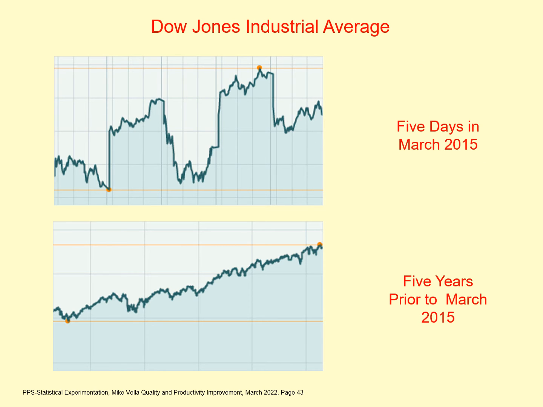So I graphed 5 days in March 2015 and then 5 years prior to March 2015. And you can see in the short term, in March 2015, there was quite a bit of variability. But in the 5 years prior to March 2015, that variability seems to smooth out, and it looks like a nice long-term trend up.